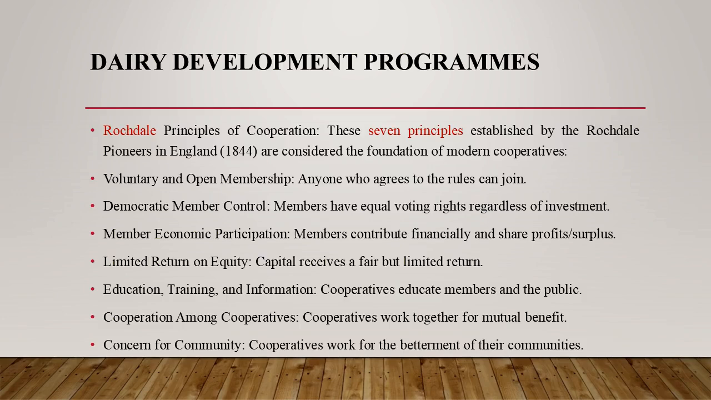These 7 principles established by the Rochdale pioneers in England, 1844, are considered the foundation of modern cooperatives. Voluntary and open membership. Anyone who agrees to the rules can join. Democratic member control. Members have equal voting rights regardless of investment. Member economic participation. Members contribute financially and share profits, surplus.